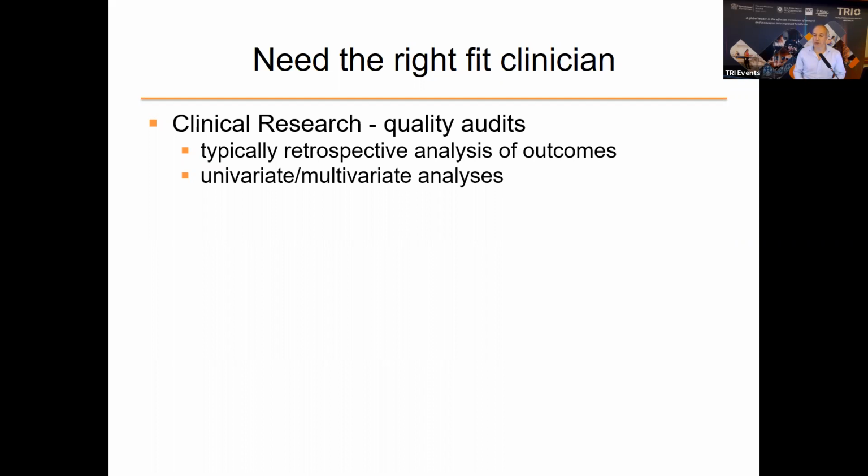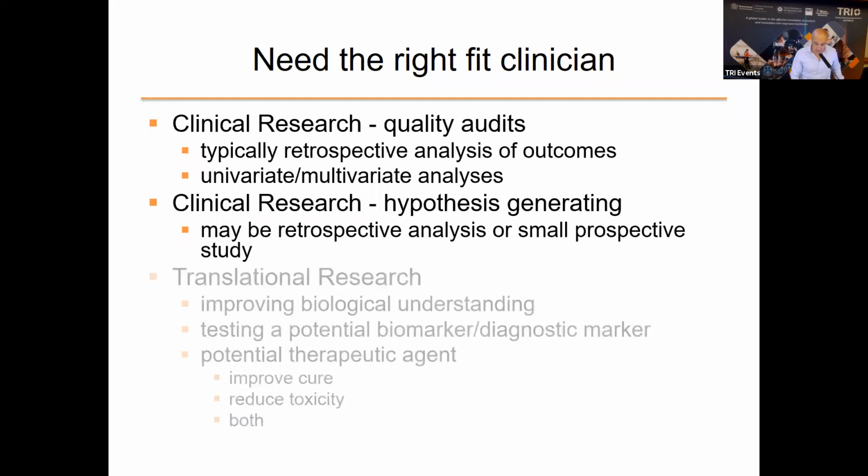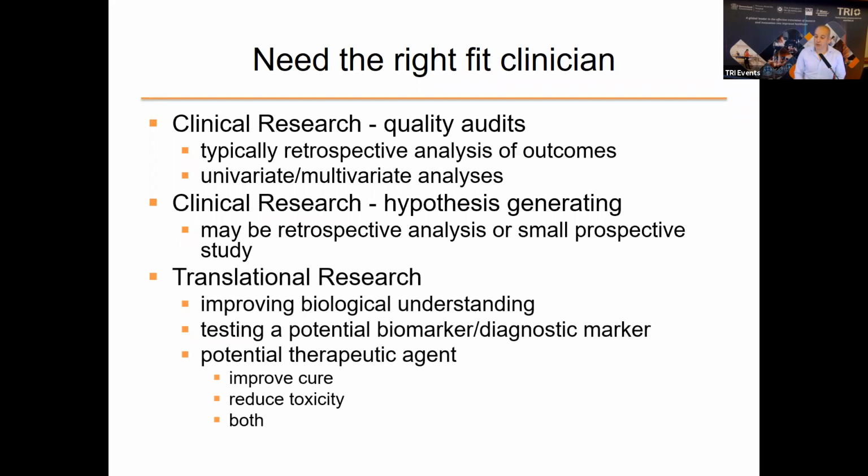So you have clinical research, which produces essentially quality audits. These are your typical retrospective analyses of outcomes. There may be some univariate or multivariate analyses that identify whether you're doing things well and how you might be able to do things better. And then you've got the type of research which is more hypothesis generating. This may be a retrospective analysis or simply a small prospective study. Then you move into that translational research space, which is more about understanding or improving your biological understanding. It may be testing a potential biomarker or a diagnostic marker, or testing a potential therapeutic agent. In my field, it's about either improving cure, reducing toxicity, or both.